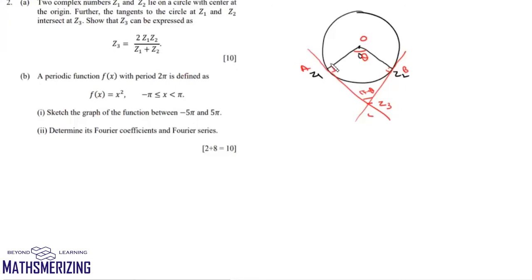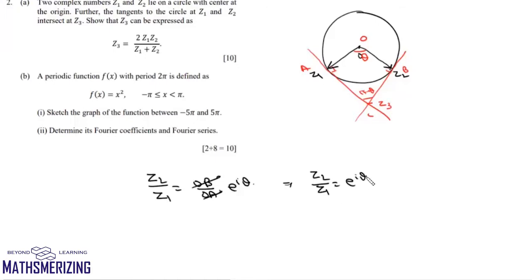Now first we'll write rotation for these two vectors. We can write z2 upon z1 as OB upon OA into e to the power iota theta. Now OA and OB, they are same, they are radius of the circle. We can write z2 upon z1 as e to the power iota theta.